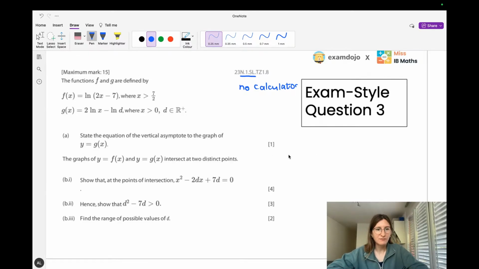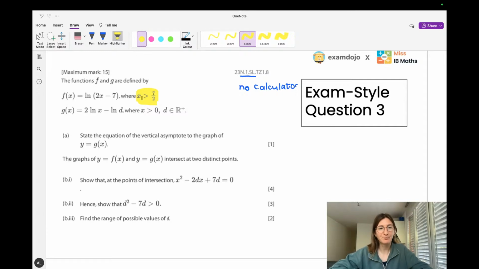So we have two functions, f(x) = ln(2x − 7), where x is more than 7/2. I'm just going to highlight that because sometimes in questions we can get answers that we might have to exclude. We may have to exclude some solutions based on this domain. So let's just highlight that, and let's highlight that.